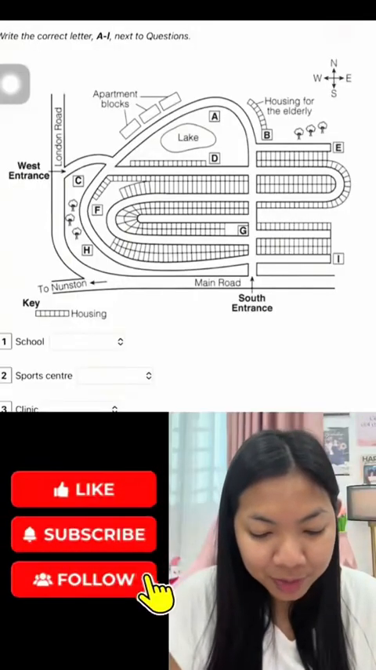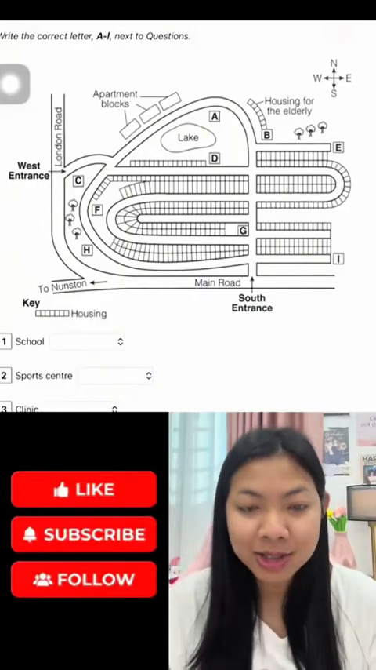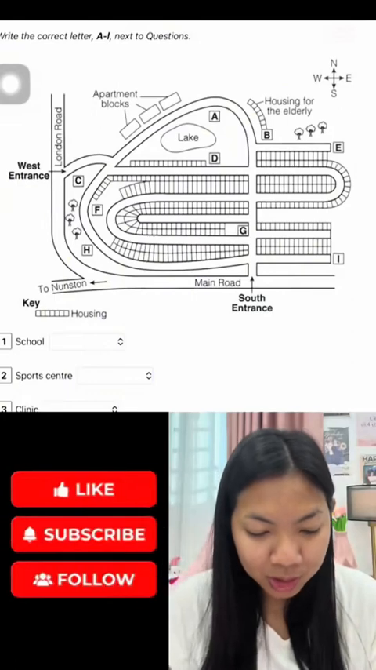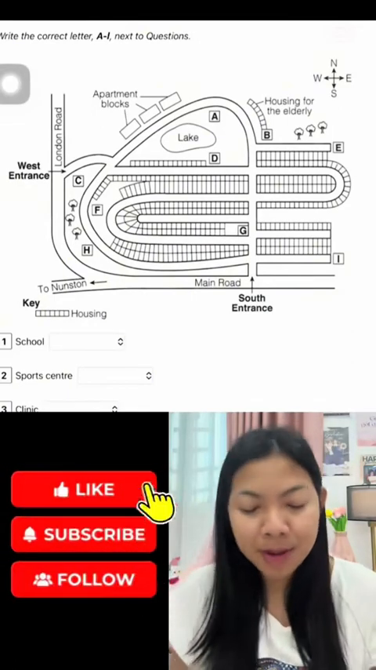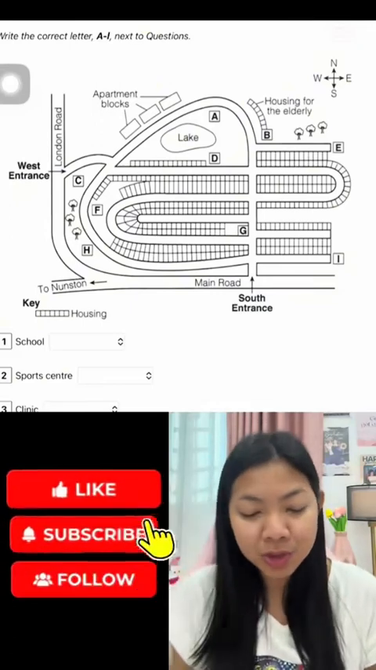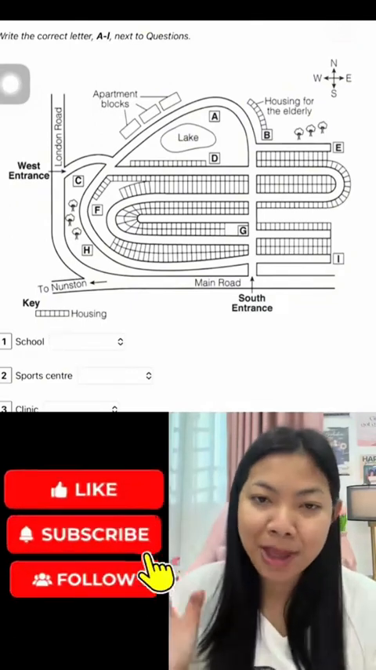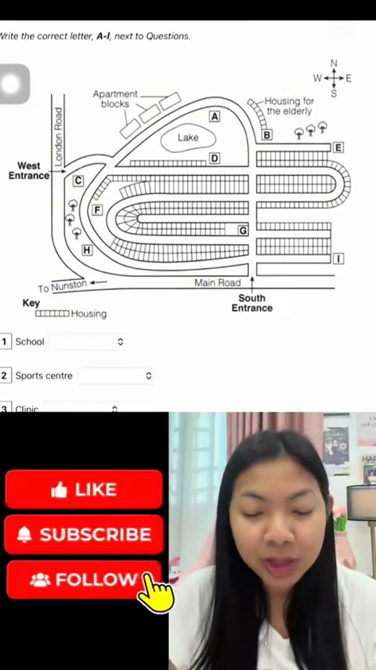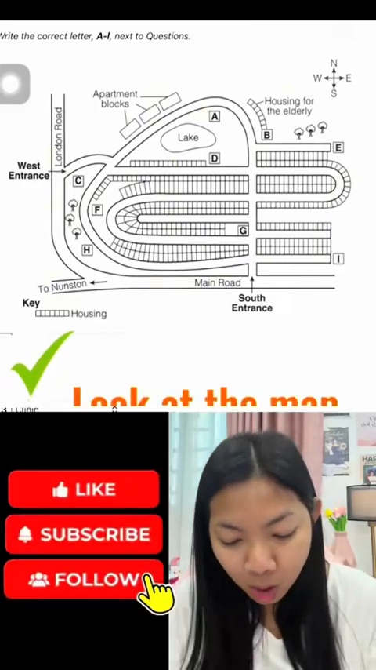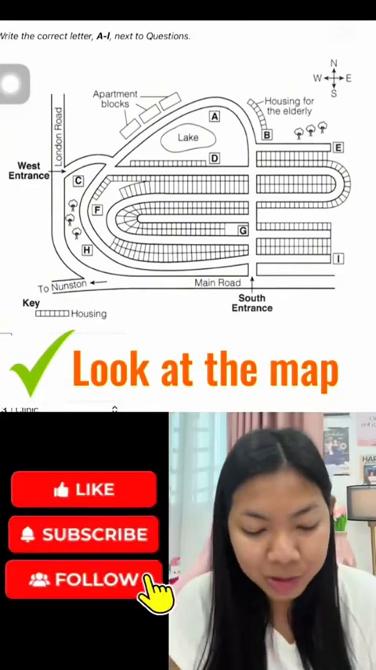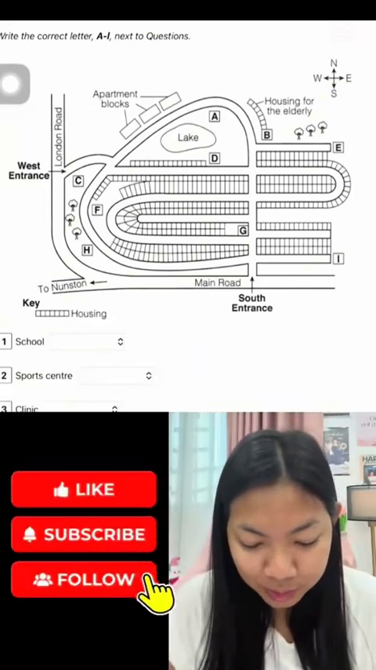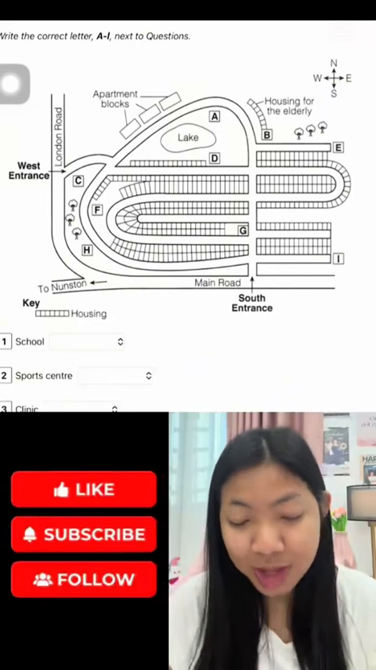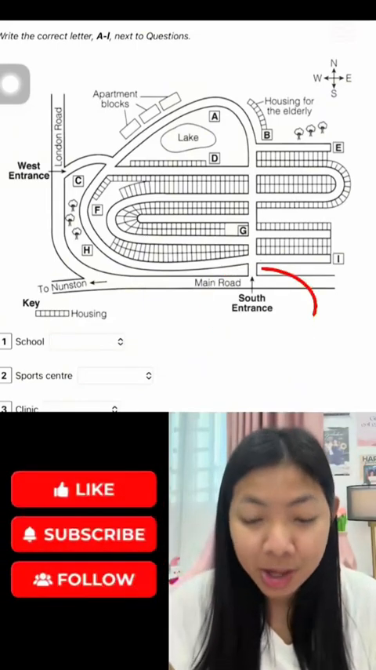All right. So as you can see, in your IELTS listening, these are your questions from 1 to 6. So when you get a map in the IELTS listening, the first thing that you need to do is to look at the map itself. You need to understand which place is where. For example, if you look at this one, this is the south entrance. This is the starting point.